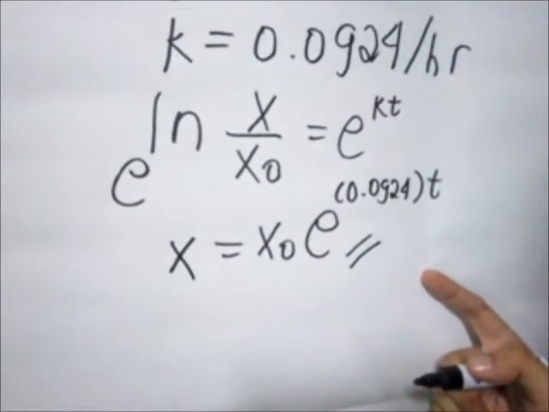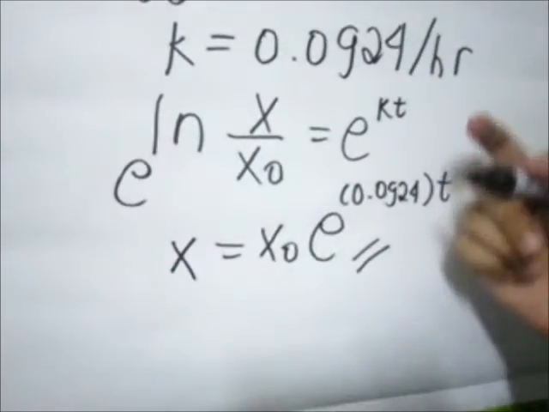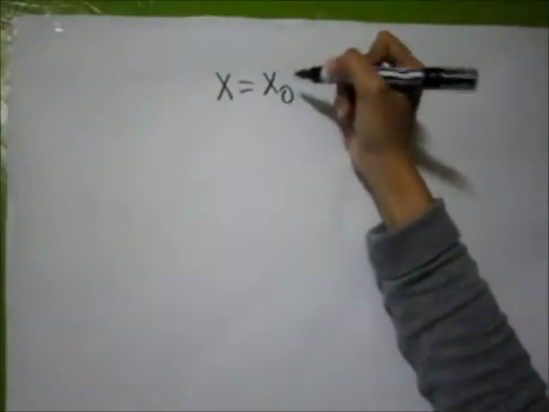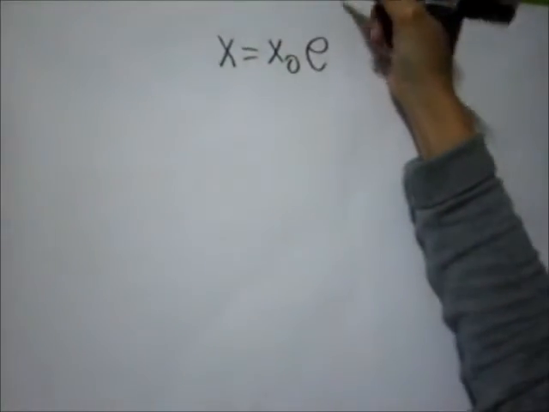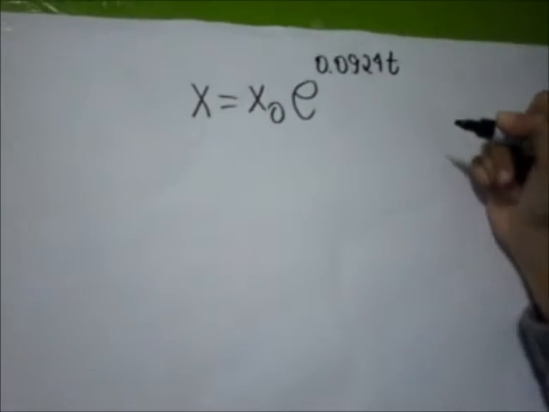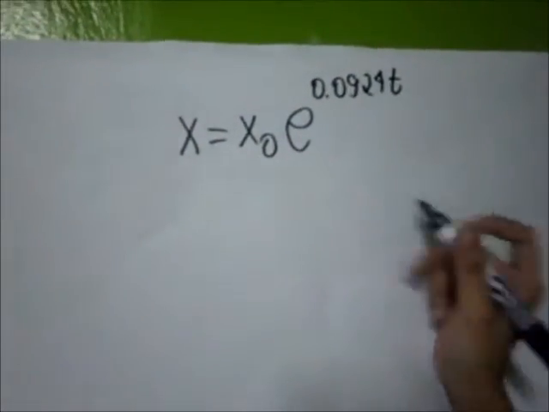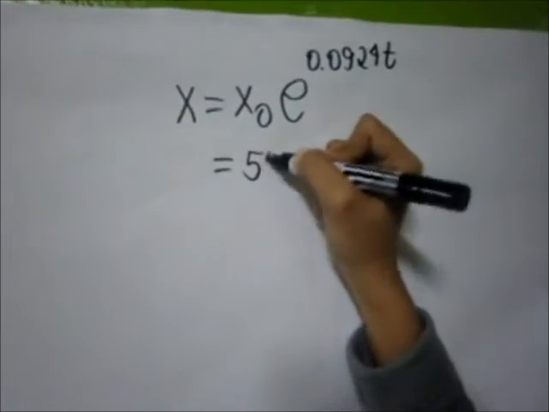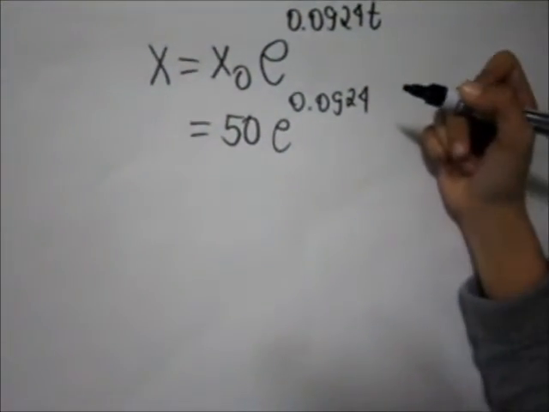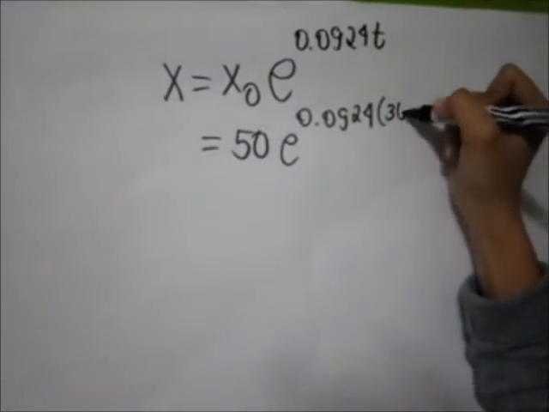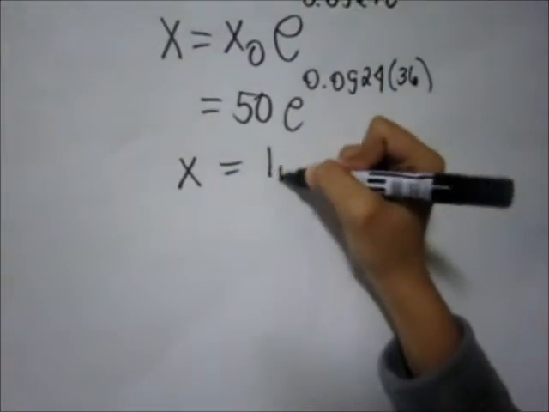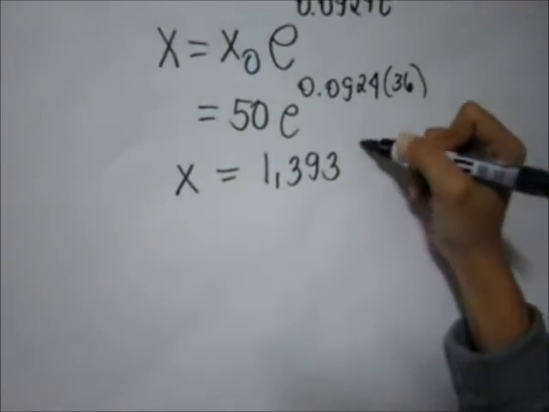So to solve for the number of bacteria present in the milk after 36 hours, we use this formula. We substitute the value of x naught, which is 50, and also t, which is 36 hours. Solving for this, we will get a value of 1,393 bacteria.